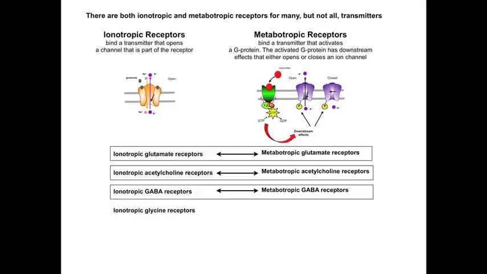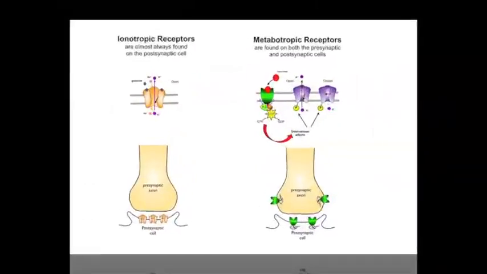Remember, it is the receptor that determines the effect, not the transmitter. There is no, however, a metabotropic receptor for glycine. It is the one exception. But some neurotransmitters operate almost exclusively, if not exclusively, via metabotropic receptors. These include serotonin, adrenaline, and dopamine.